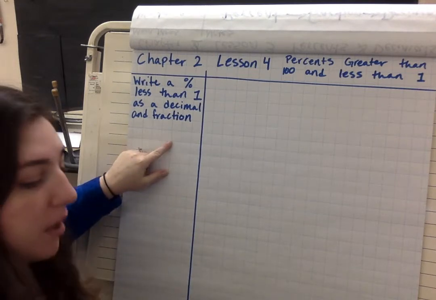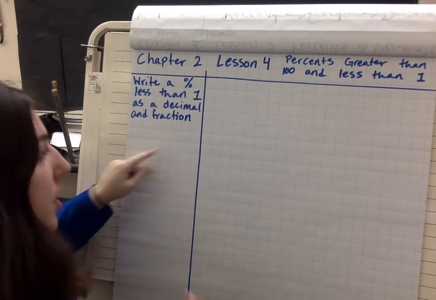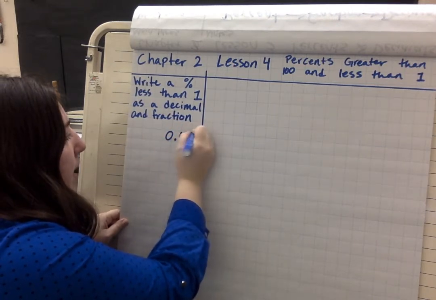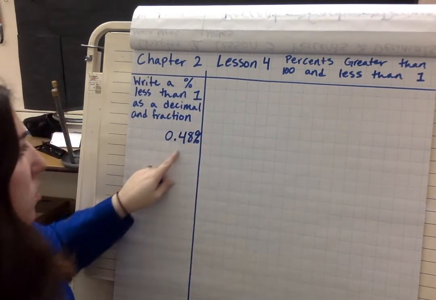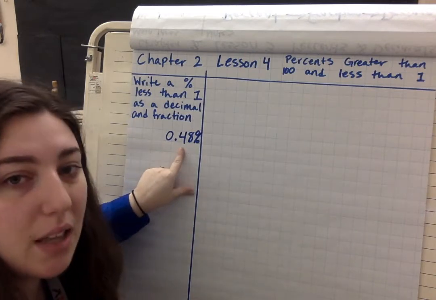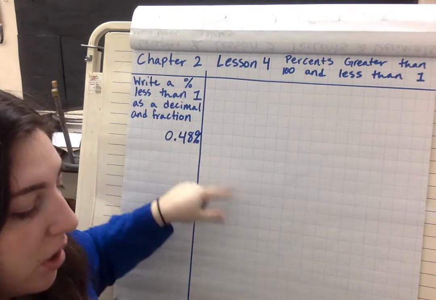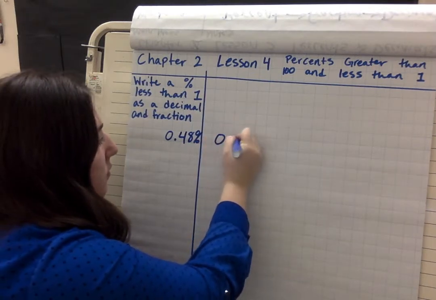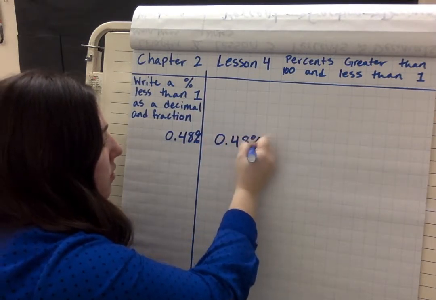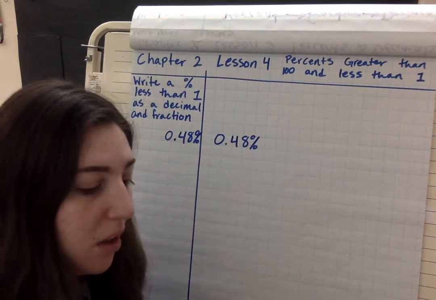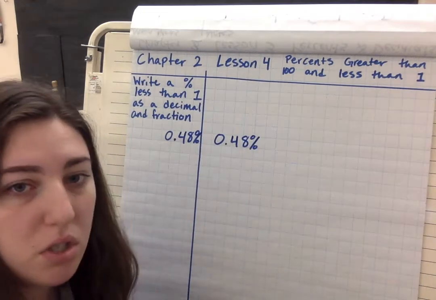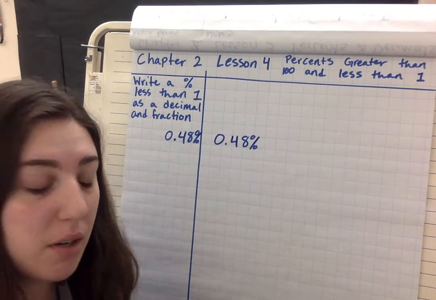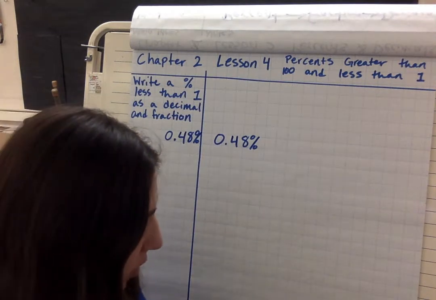So the first percent we're going to deal with is 0.48%. Okay, so this is a percent less than 1. And we're going to turn it into a decimal first. I've seen a lot of you using the strategy where you just move the decimal place. So let's do that one, so that way we can all learn it.